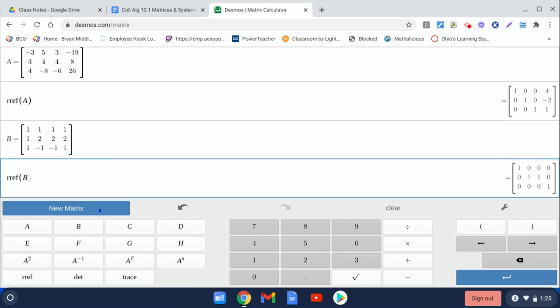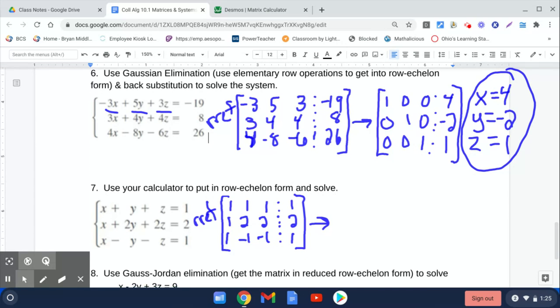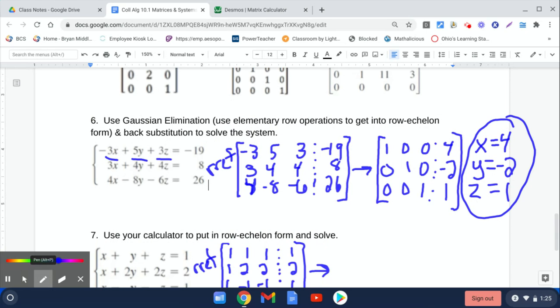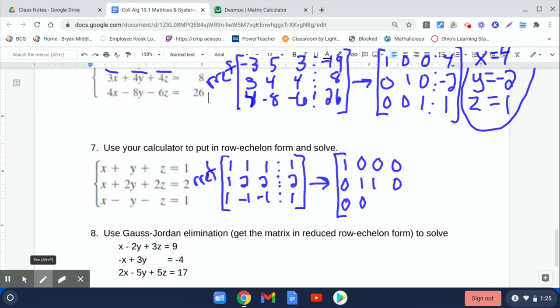Okay, so I'm going to write this over on our notes so that we have it. So Desmos told us, oh, sorry. Get that back up here where you can see it. So Desmos put this in like this, and then 0, 1, 1, 0, and then 0, 0, 0, 1.